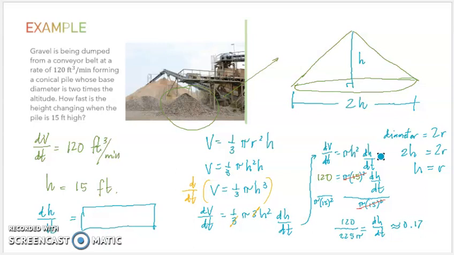So our derivative of h with respect to time is 0.17. Our unit of measure for height, that's feet, and for time, that's minutes. So 0.17 feet per minute. It's positive. That means as the volume is increasing, the height is also increasing. And the increase is at the rate of 0.17 feet per minute.